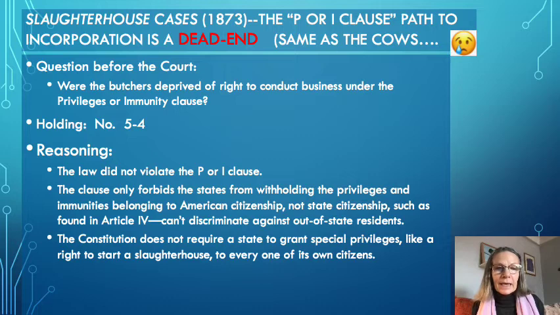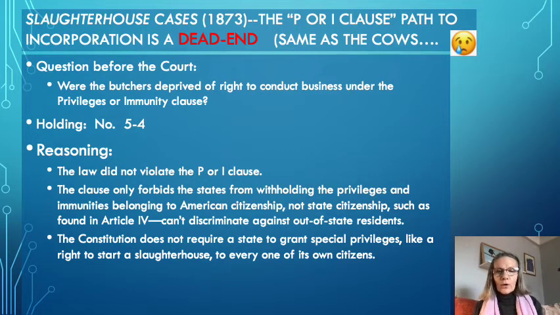They basically said the Constitution does not require a state to grant special privileges, like a right to start a slaughterhouse, to every one of its citizens. And if you read the excerpts from the decision in the textbook, you could tell the court was really worried. When you look at the Privileges or Immunities Clause, it seems obvious that all the liberties in the Bill of Rights would be incorporated to the states, because if the freedom of speech, the freedom to protest, and the right to privacy in your home aren't privileges and immunities, then what are?